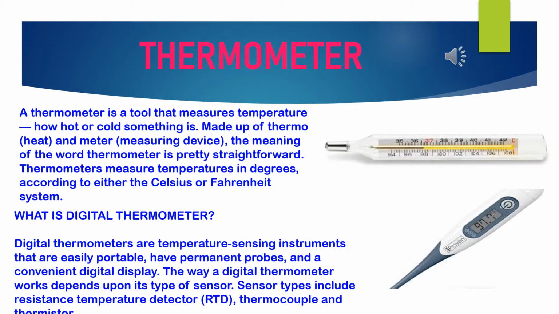Now my question is, what is a digital thermometer? Sometimes we use a digital thermometer also. Digital thermometers are temperature sensing instruments that are easily portable, have permanent probes, and a convenient digital display. The way a digital thermometer works depends upon its type of sensor. Sensor types include resistance temperature detector, that is RTD, thermocouple, and thermistor.